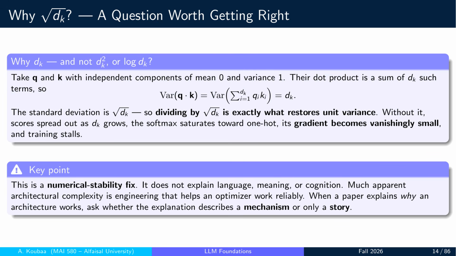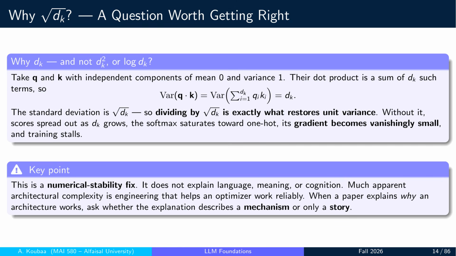Here is a question worth getting right, and it is one where people usually know the what and not the why. Why do we divide by the square root of dk? Why not by dk itself, or by the logarithm of dk? Let me give you the actual argument, because it is short.